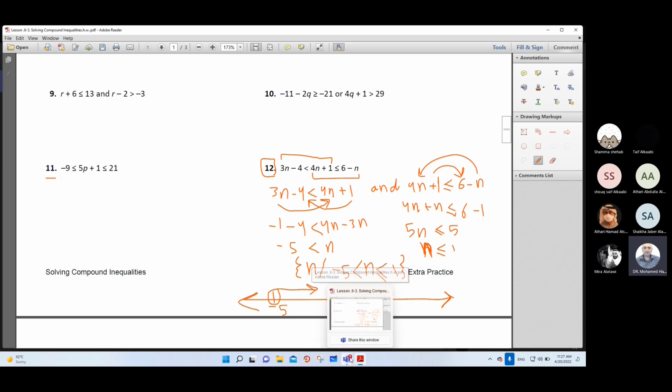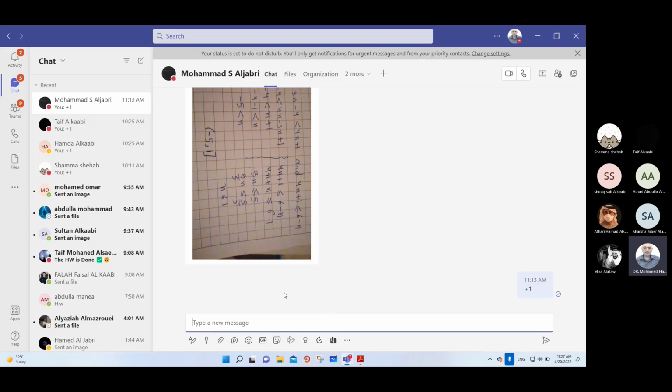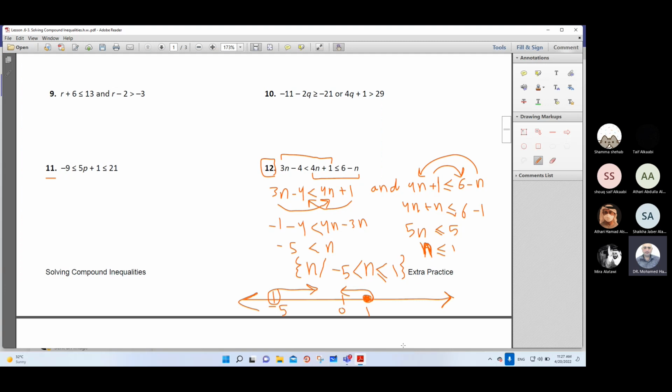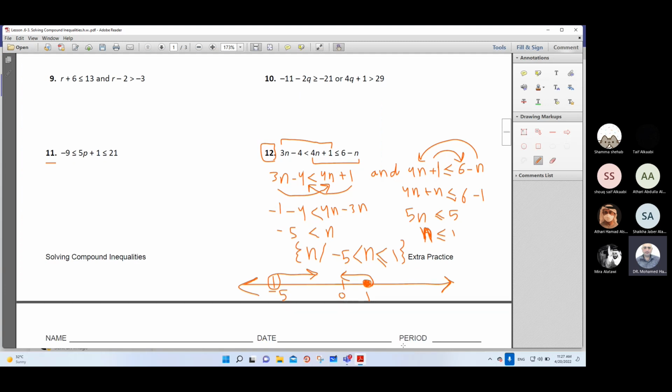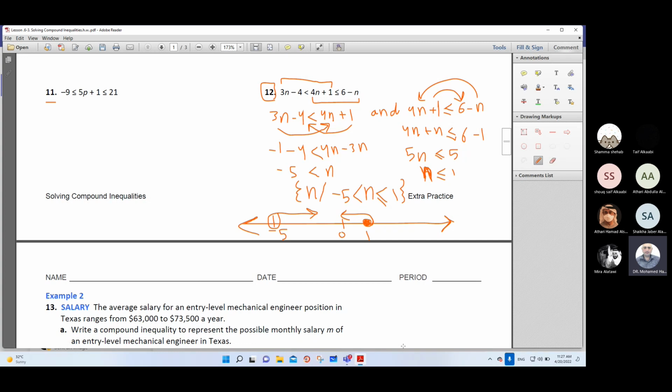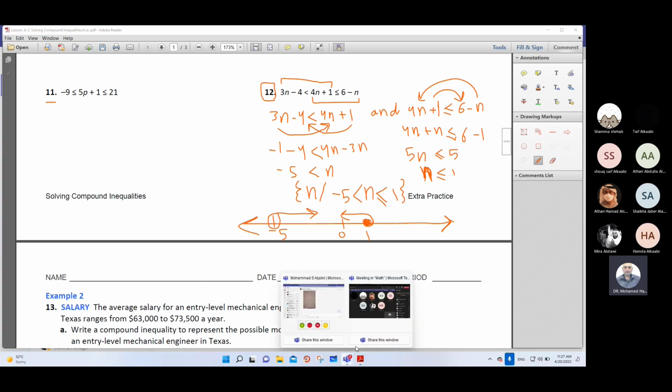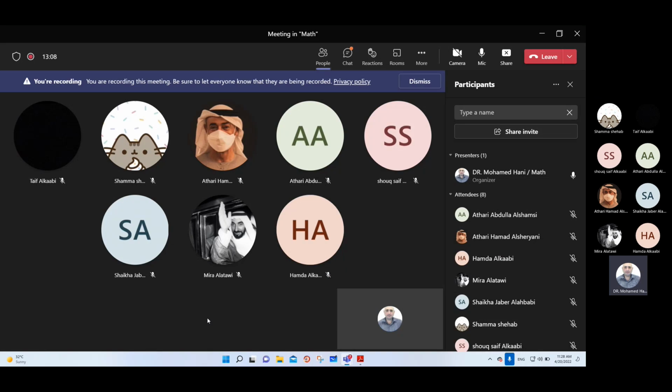Who has any question about this exercise? Is this exercise clear for all? No question? Can you hear me, girls, are you with me? Okay, it's clear for everyone?